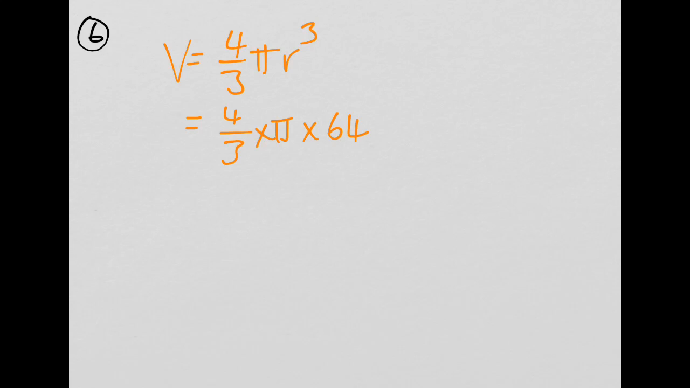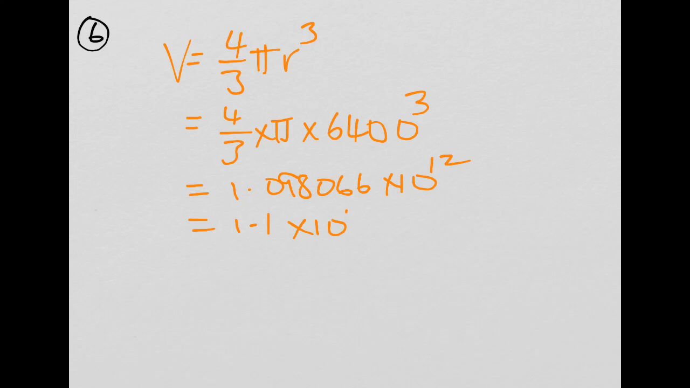Question 6. The volume of a sphere is 4/3 pi r cubed. So that's 4/3 times pi times, now the radius of the earth, it tells us is 6,400. And if we cube that, do that on the calculator, we get 1.098066 times 10 to the power 12, which if I round it off, I get 1.1 times 10 to the 12 kilometres cubed.